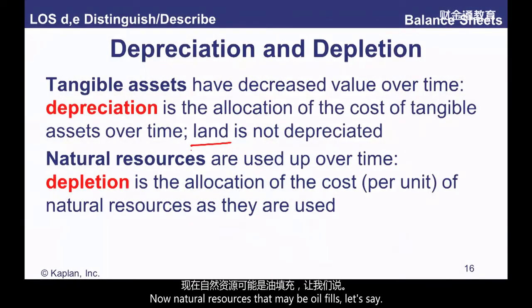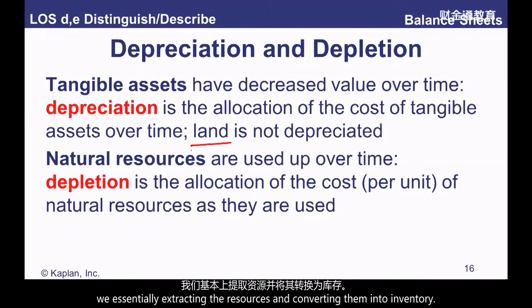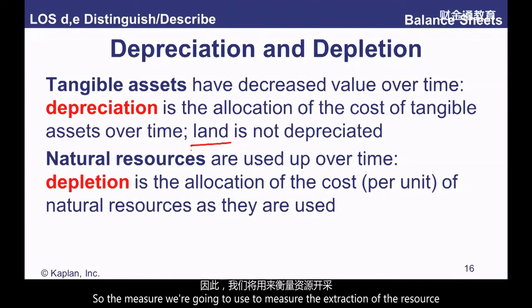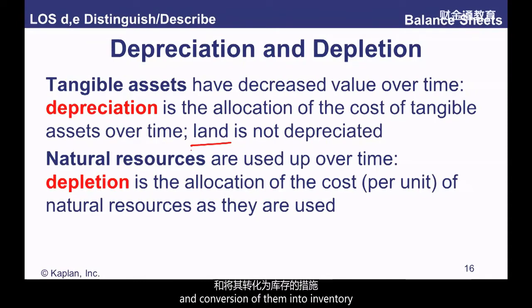Now, natural resources, so maybe we own an oil field, let's say. These are going to be used up over time. Now, as we use the natural resource, we're essentially extracting the natural resource and converting it into inventory. So the measure that we're going to use to measure the extraction of the resource and the conversion of it into inventory is known as depletion rather than depreciation.